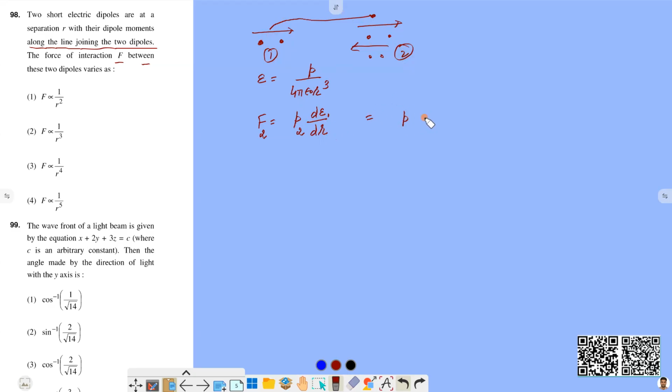So this will become P2 into E1. So it will become P1 by 4 pi epsilon naught into the derivative d by dr of 1 by r cube. So this will result in the force being proportional to 1 by r to the power 4. And that is the third option here. So the third option is the right answer.